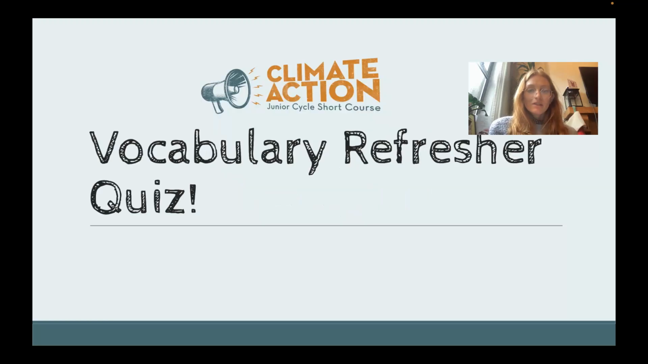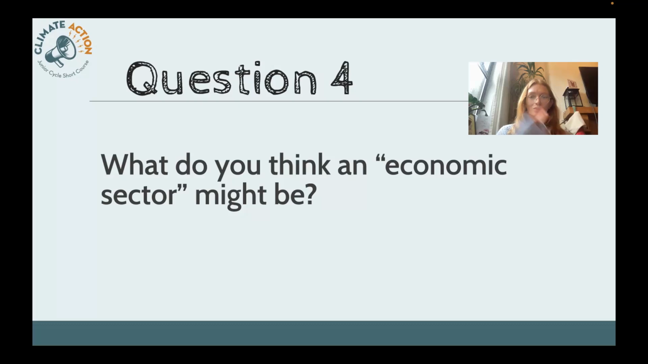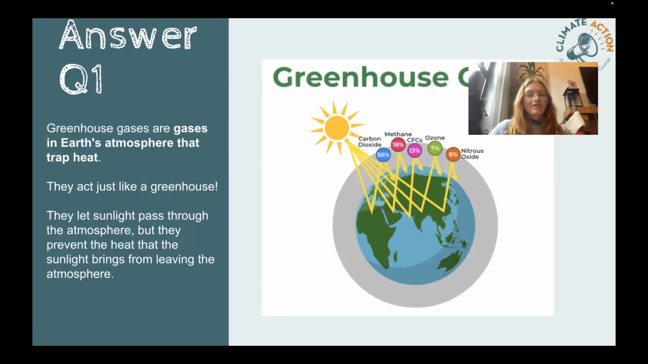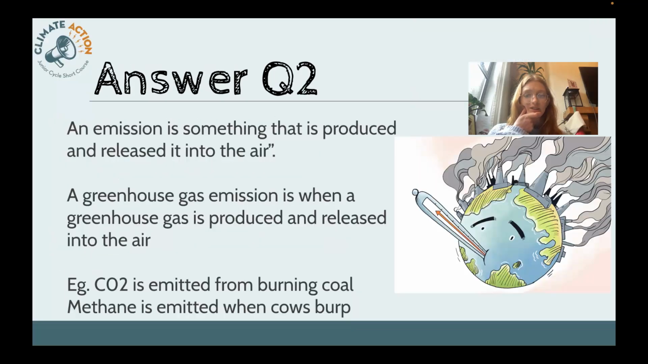Okay, so the very start, we have just a vocabulary refresher quiz, and that's on emissions, because there's quite a lot of talk about emissions in this unit. I'm not going to read out the questions. You can put them in quiz teams or whatever. They're questions about sectors, and then there's answers. They should know most of these, but it's just giving them the chance to refresh.